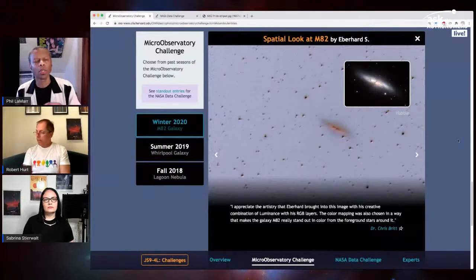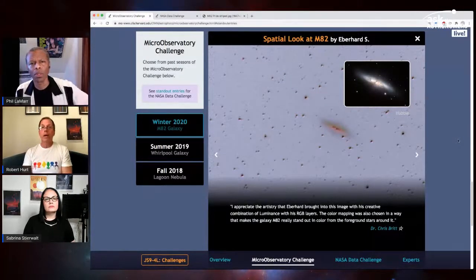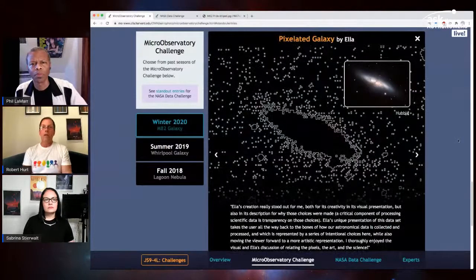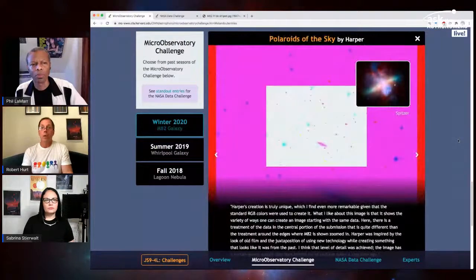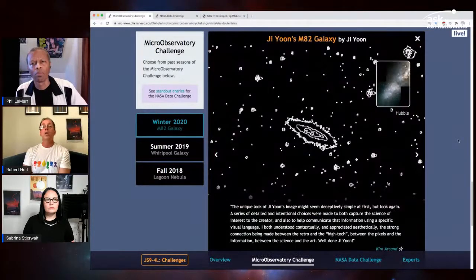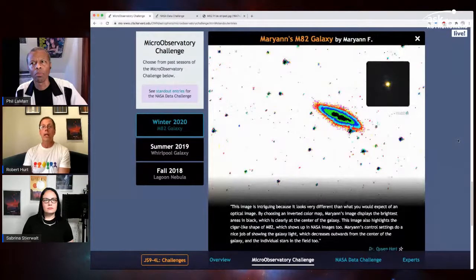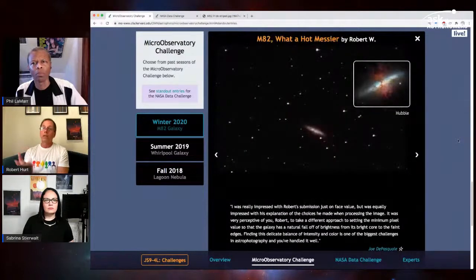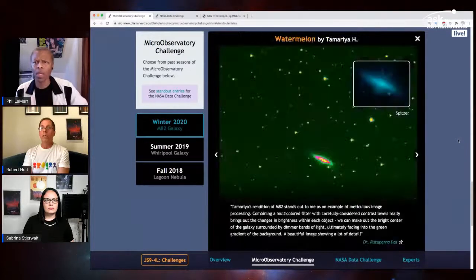You can. The MicroObservatory Network is actually available to you even outside of the challenge. If you want to get involved and have a telescope observe data for you on anything, it doesn't even have to be M82. You can use this as a resource to get data on something you want to study and look at, and make your own images. So we'll put the URLs for this up for people later. But just flipping through here, there are some great examples of what people have put together.